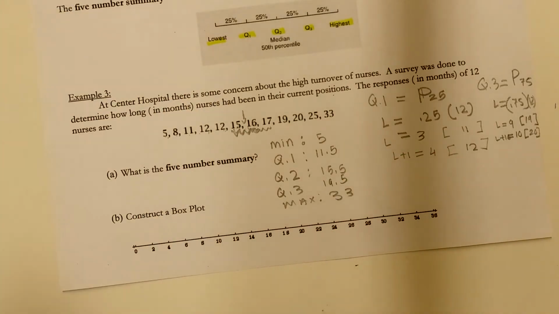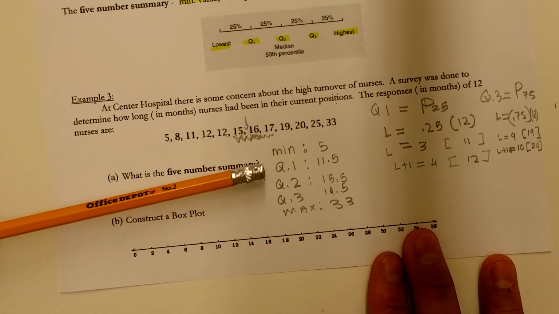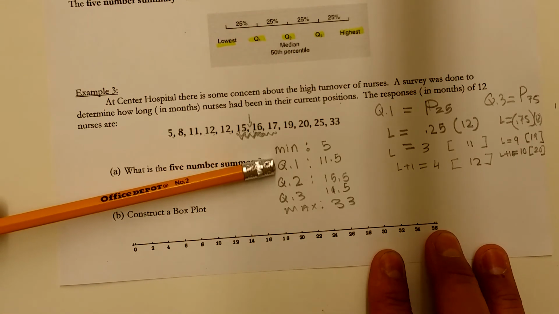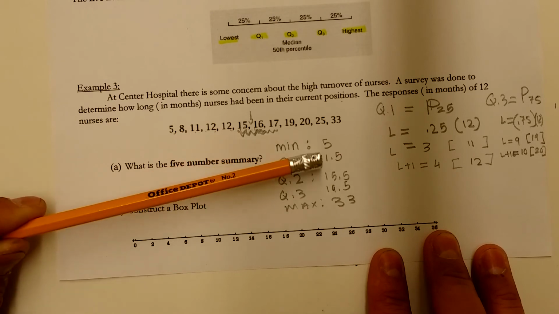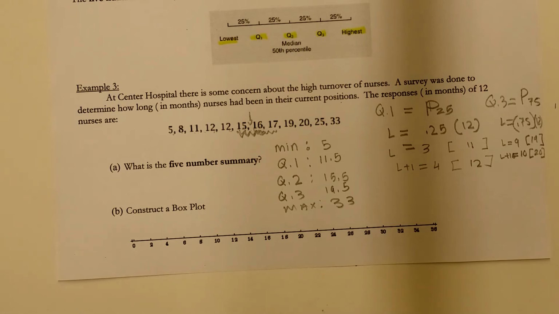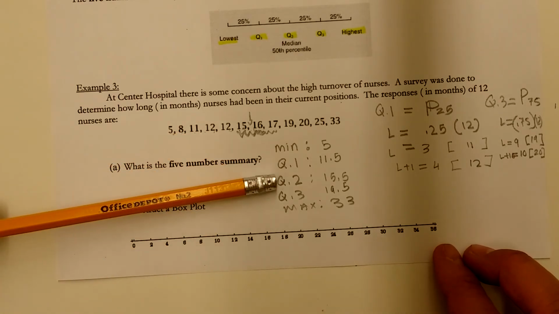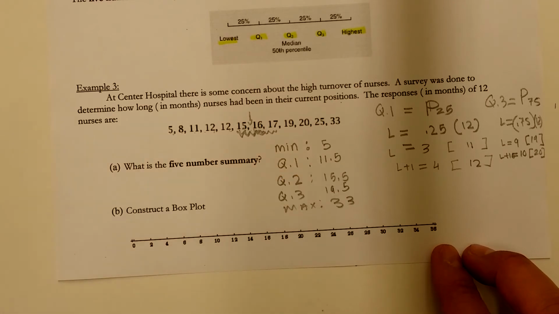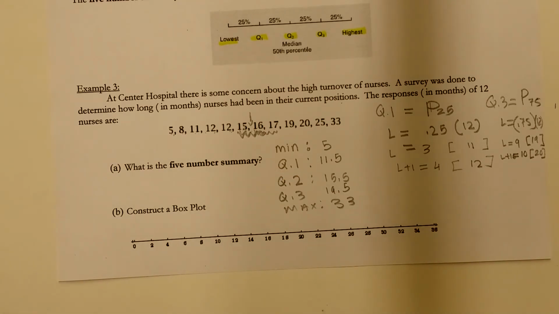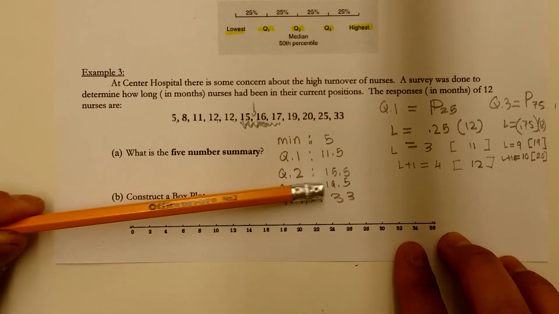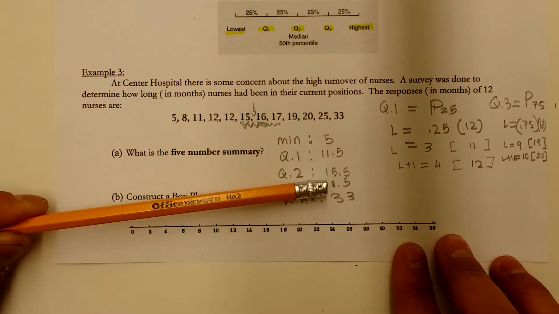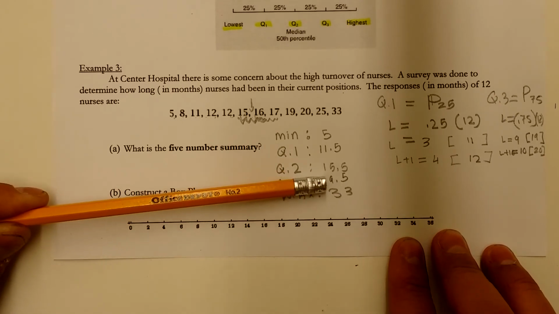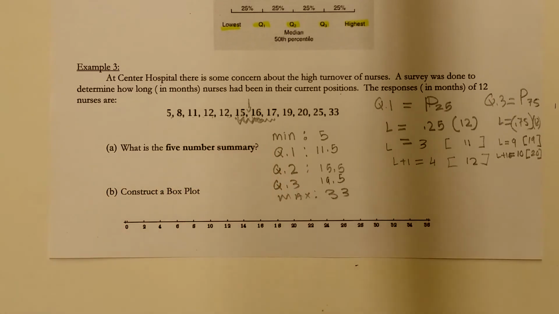Okay? So these are the 5-number summary. It summarizes our data pretty well. We can kind of look at it and get a good feel for it. We can see that 25% of all the nurses in the sample left before 11.5 months, 50% of all the nurses left before 15.5 months, and so on and so forth. 75% of the nurses left before 19.5 months. Another way to say this is that 25% of all the nurses stay longer than 19.5 months.